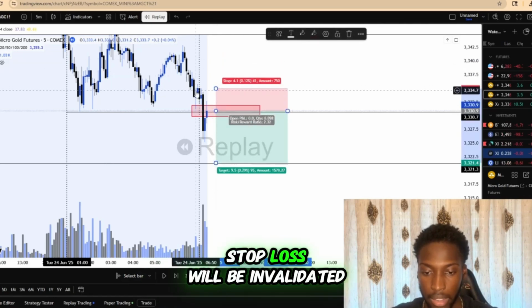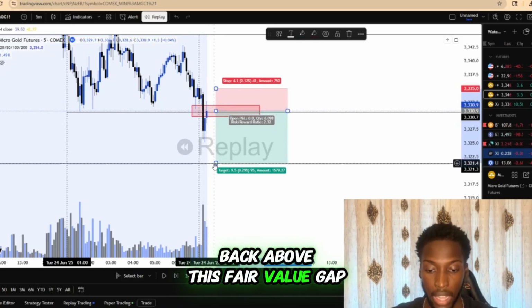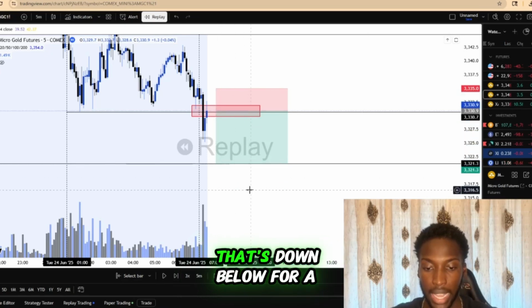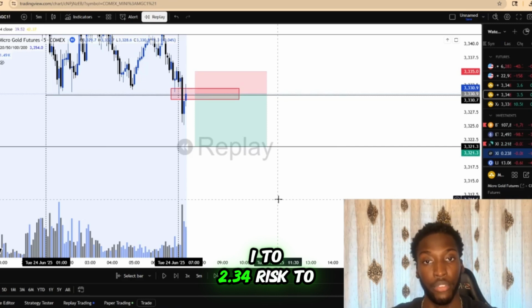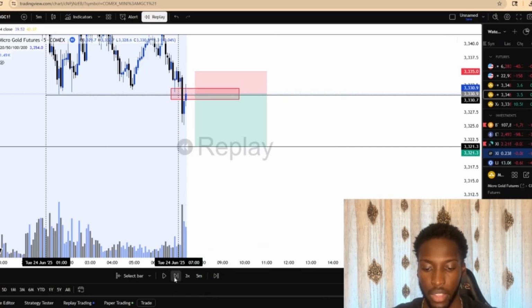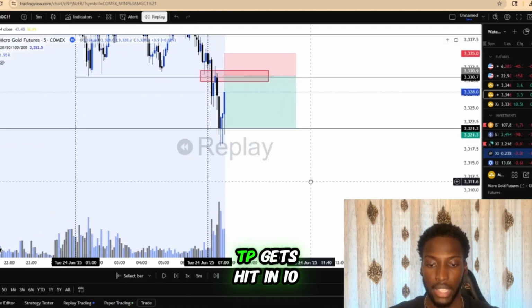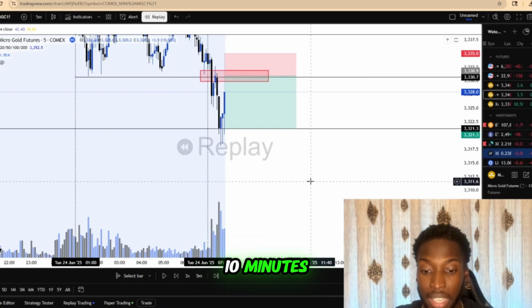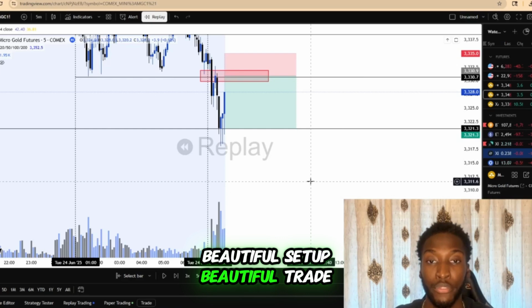Stop loss will be invalidated if we get a closure back above this fair value gap, targeting that level of liquidity that's down below for a 1 to 2.34 risk to reward ratio. If we play it out, TP gets hit in 10 minutes. Just like that, in 10 minutes. This is a very, very beautiful setup, beautiful trade.